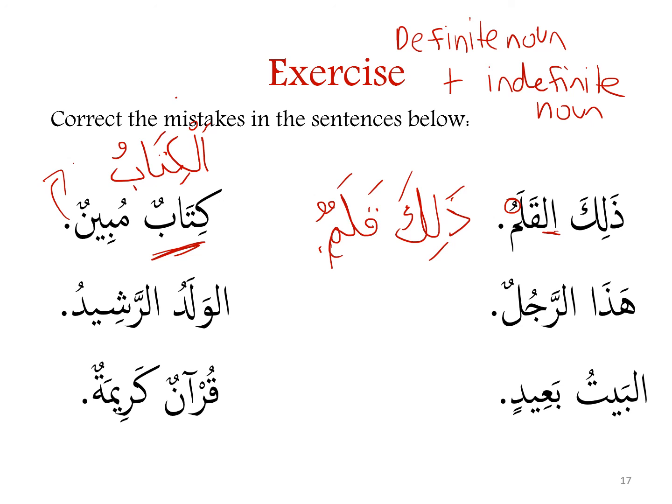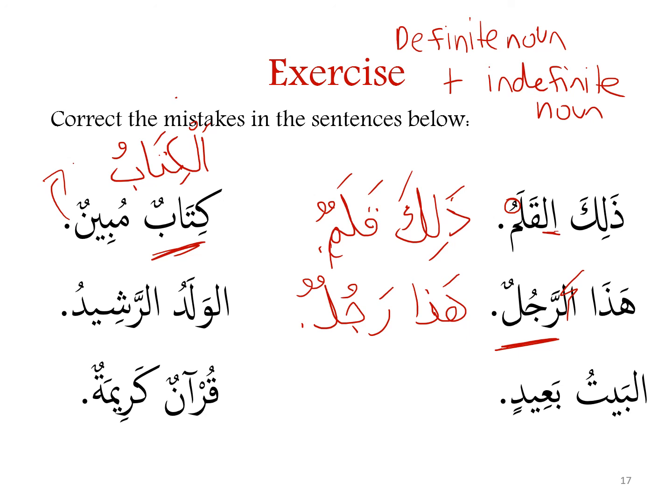Here we have هذا الرجل. Well, there's a couple of mistakes here. So first of all, the second word needs to be indefinite. So we can keep هذا there. But first of all, we've got to make this indefinite. So we drop the alif lam. And we can't have a tanween and alif lam together anyway. So rajulun. This is a man. هذا رجل.